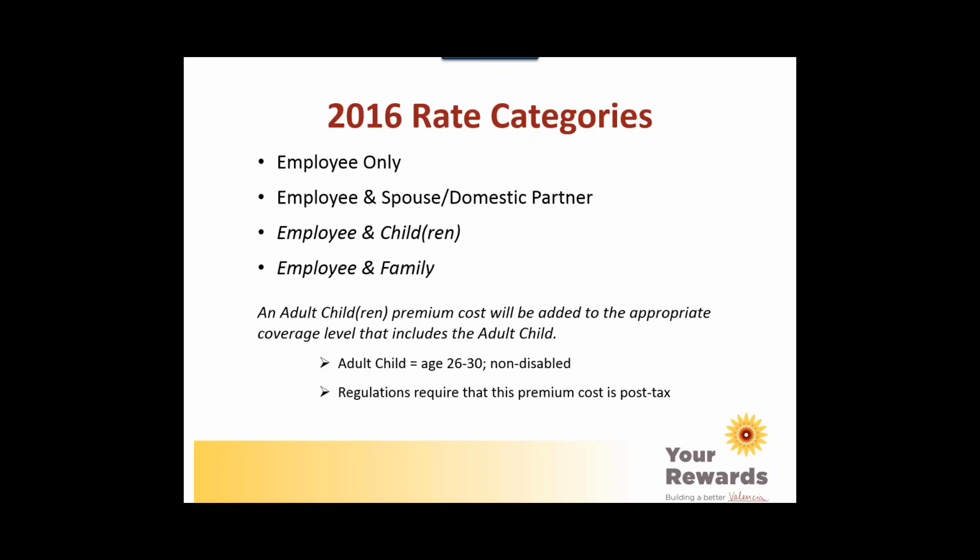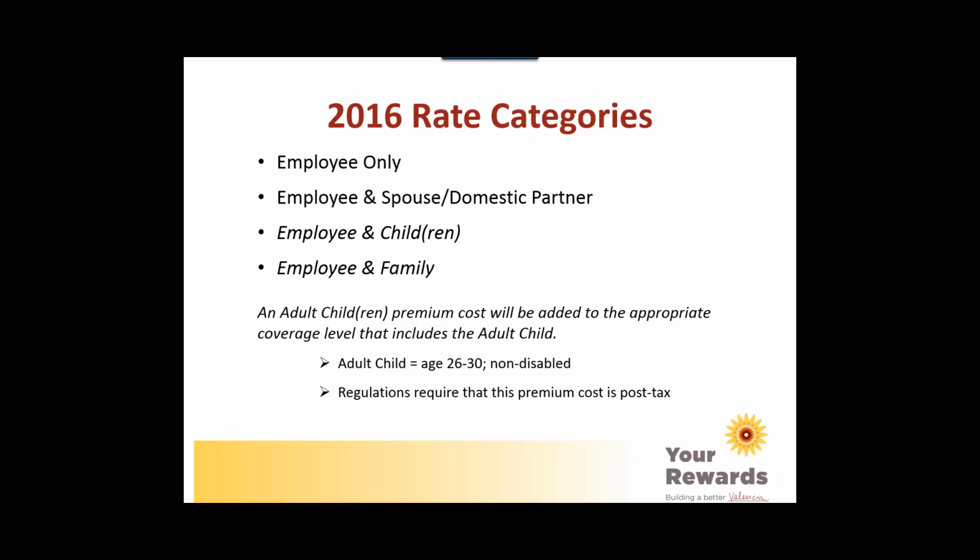The one thing that we are doing a little bit differently as well is that if you have an adult child in your plan as a dependent, then there will be an additional added premium cost for that coverage level that includes the adult child. So not only will you be paying the premium cost for that appropriate coverage level, but you'll be paying a premium cost on top of that coverage level cost for the adult child. And our definition of an adult child is age 26 to 30 and non-disabled.